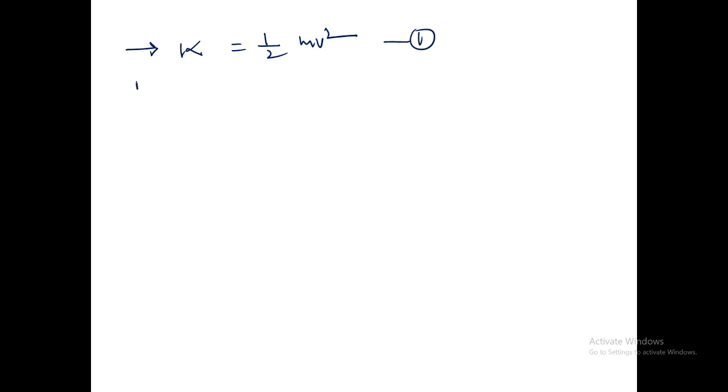One more expression I just want to put here for your information. Kinetic energy is what? Half mv square, isn't it? This is equation number first. Multiply and divide equation 1 by m. So what are you going to get?